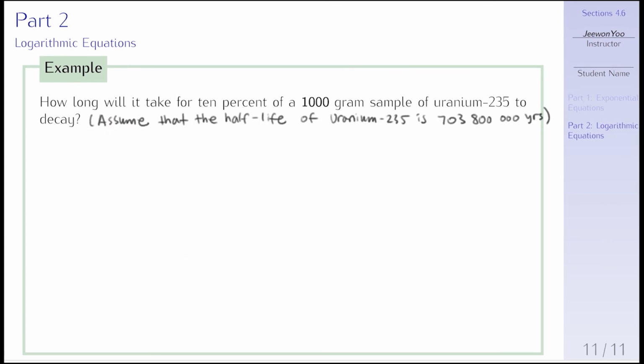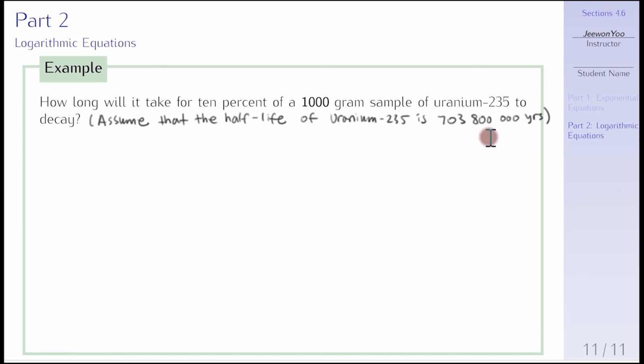Here's the last example, which is a word problem. If you have taken a chemistry class before, you probably heard of something called half-life. This problem is related to the half-life of this substance, uranium-235. The half-life of this substance is, wow, 703,800,000 years.